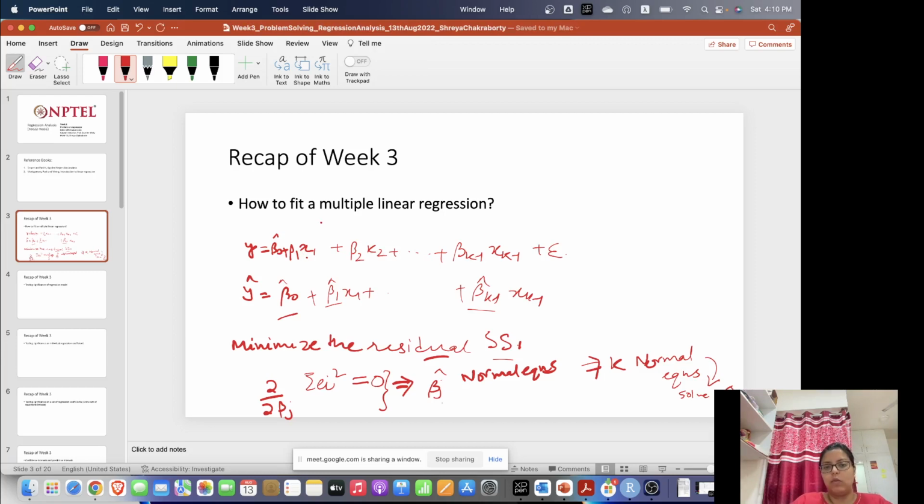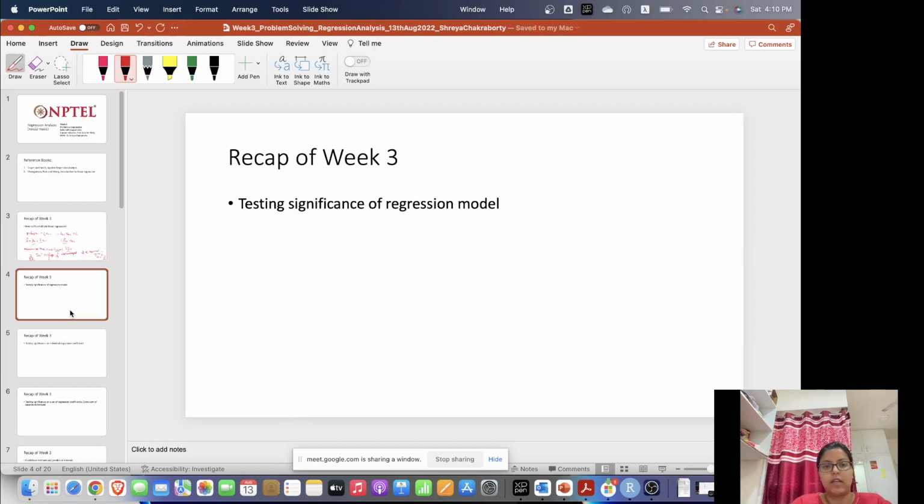So we learned how we should fit a multiple linear regression. Next, what was done in week 3 was that, suppose we are fitting this regression, y equals beta naught plus beta 1 x1 plus beta 2 x2 plus, let's say, beta k minus 1 xk minus 1. Let's say this was the model, and we have calculated y hat, and we have got the estimates of these k parameters, that is the betas.